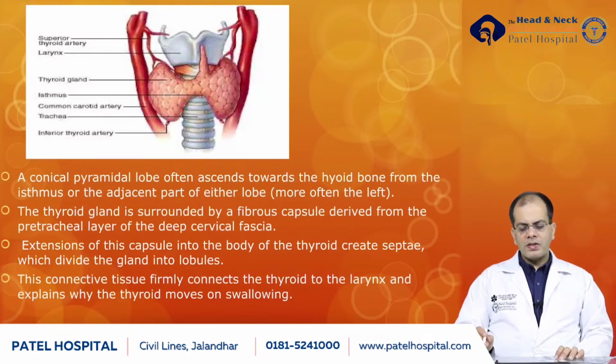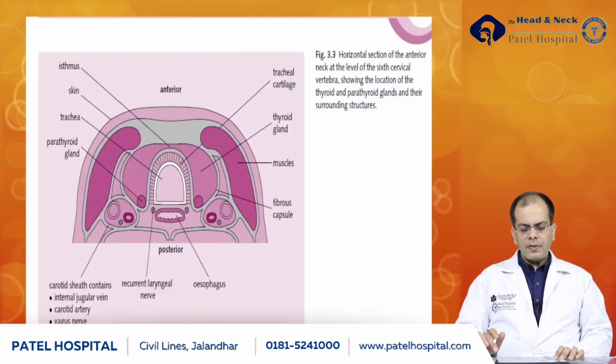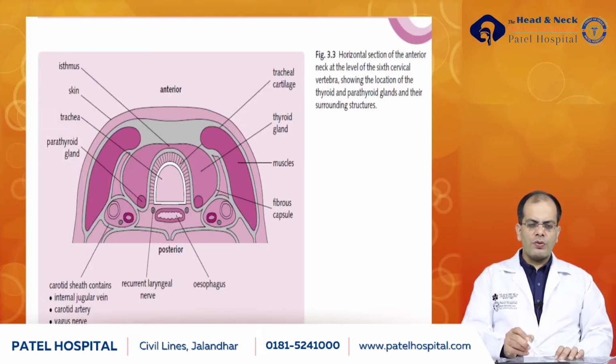Again, the pyramidal lobe is diagrammatically represented in this picture. We've already talked about the extensions and the deep cervical fascia that forms an invagination of the thyroid gland. Here is a cross-sectional or axial view, again a diagrammatic representation, which shows that the thyroid has the parathyroid in the posterior aspect. Here is the carotid sheath which harbors the vagus, the common carotid artery and the internal jugular vein, and of course this would be the prevertebral fascia.